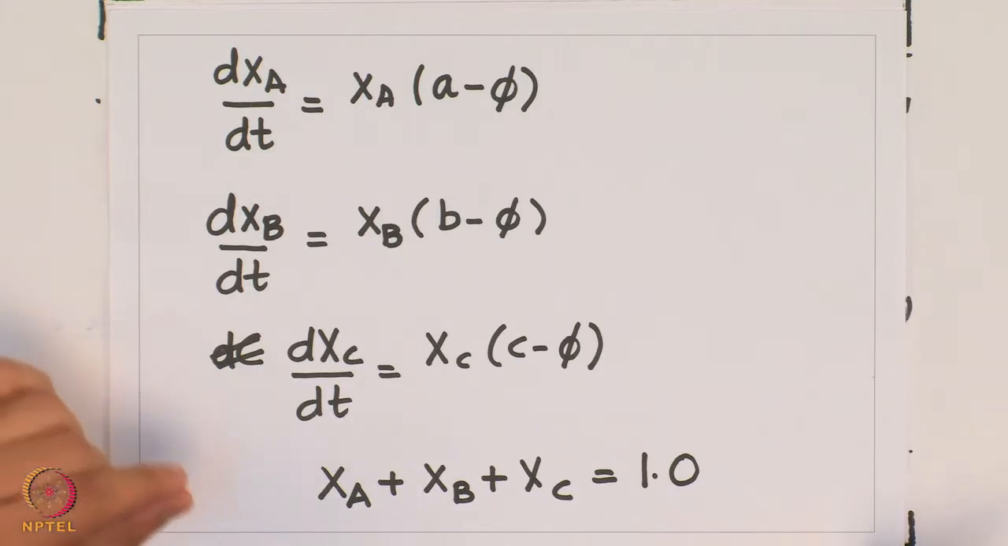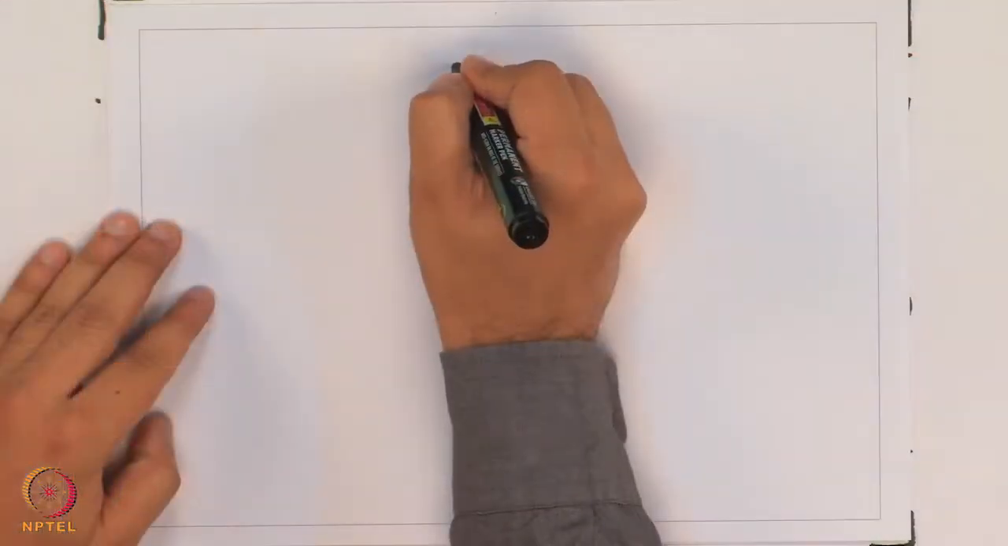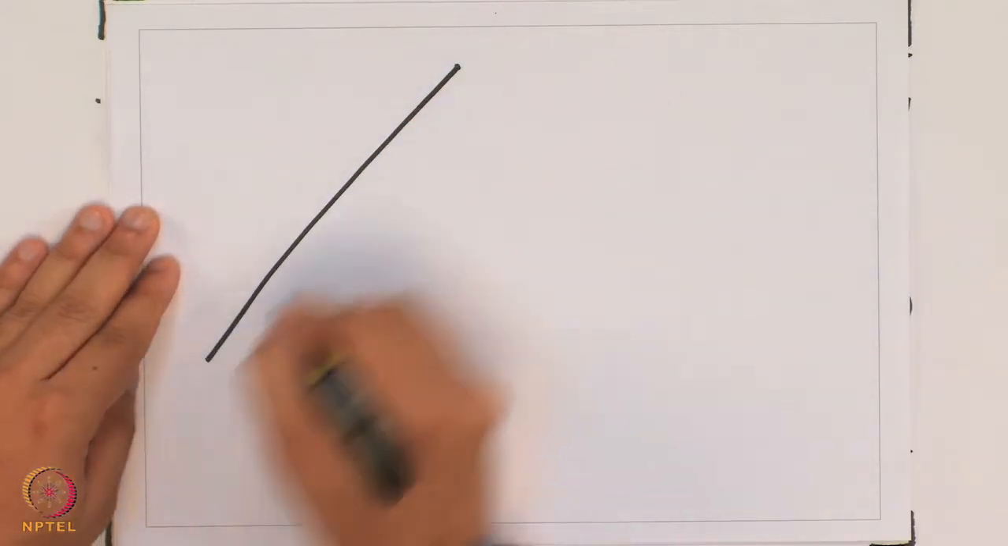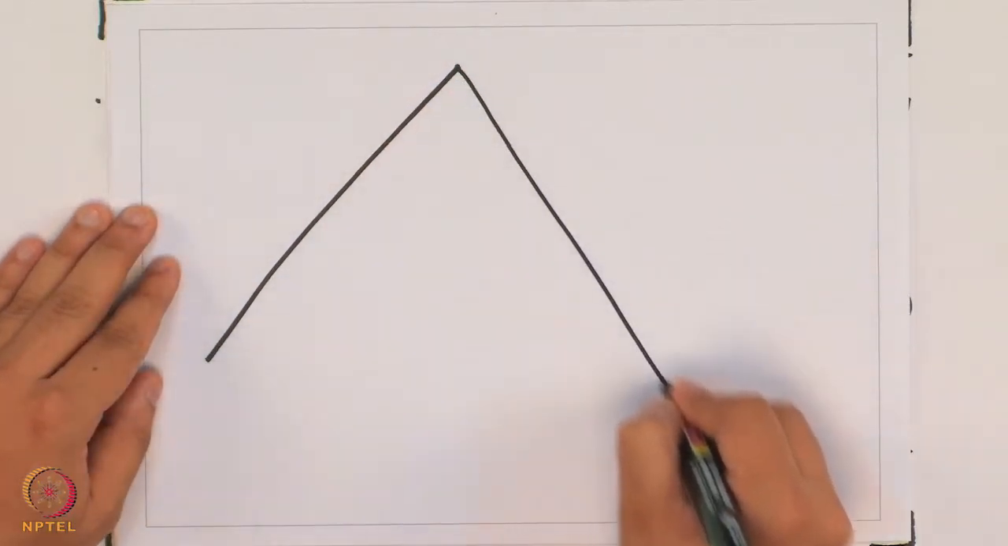But there is a useful way to represent the dynamics of three species graphically, and that's what I want to talk about next. So for three species, we have three variables XA, XB and XC, and the composition of this environment can be represented using an equilateral triangle.